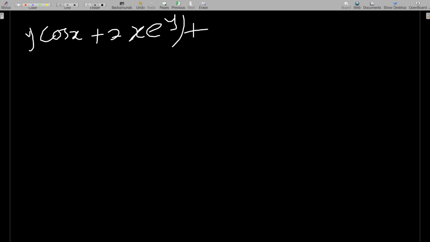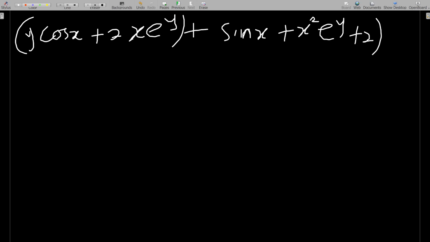Okay, so with the second one we have (y cos x plus 2x e to the y) plus (sine of x plus x squared e to the y plus 2) dy/dx, and all of this is equal to 0. So before you start, you have to convert this to the differential form. It means you have to multiply through by dx.